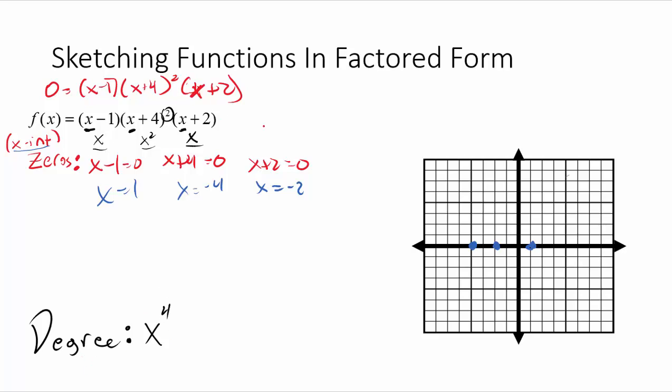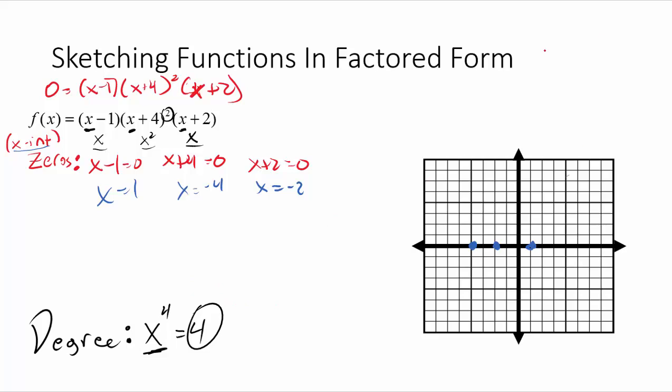If you wanted to FOIL the whole thing out, you could. It'll just take a little bit more time. You'll still get an x to the 4th as the leading term. So if you don't believe me that x to the 4th would be the leading term here, try FOILing this whole mess out and see what you get. Okay, so the degree in this case would be 4 then. That's a positive x to the 4th, so the degree is 4.